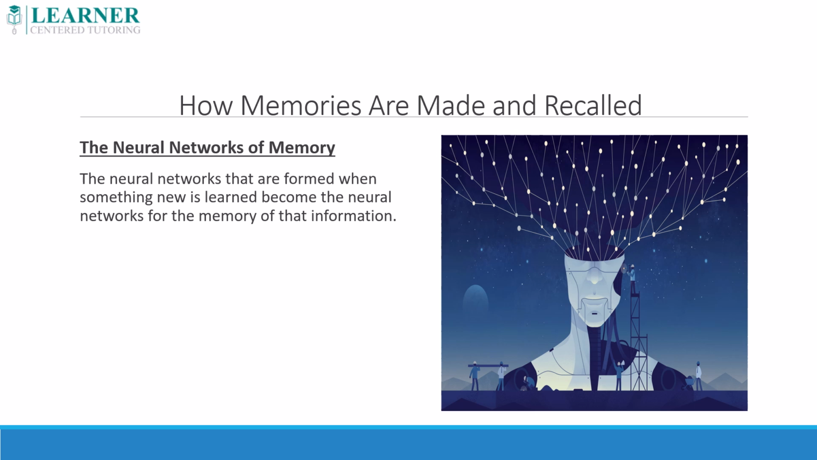All information stored in long-term memory exists in the form of neural networks, which consist of the multitude of connections between neurons. When new information is consolidated, new neural connections are formed, and the information is integrated into existing neural networks. This is the hardware storage of memory in the brain.